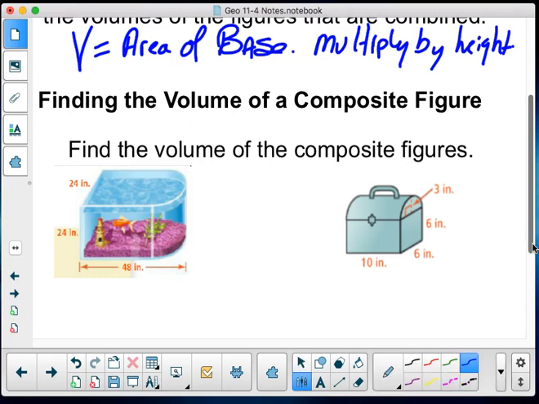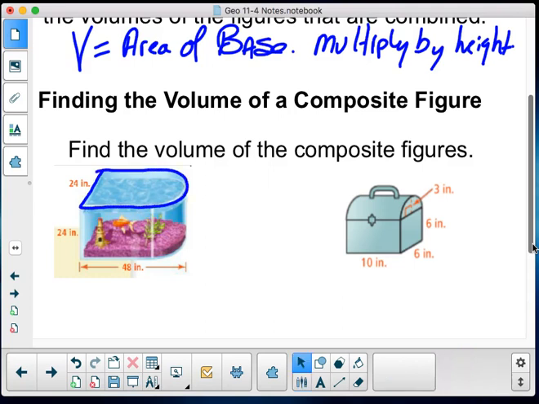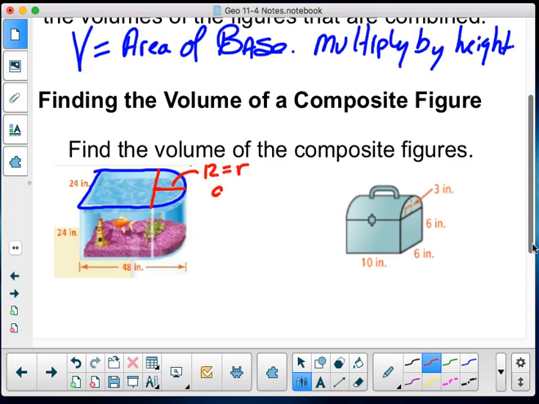If I'm doing this, I've got a base area. How do I prove it's a base area? It's consistent all the way through the figure. Now, there are some tricks on these things. That's why I put it in there. I have this coming across here. This is a half circle. And how do you know it's a half circle? Half of 24 is 12. That's 12, equal to the radius of half a circle. Okay, that's what I noticed.